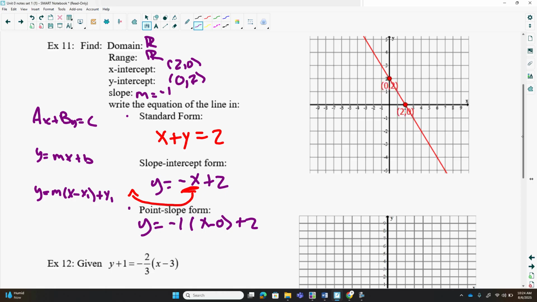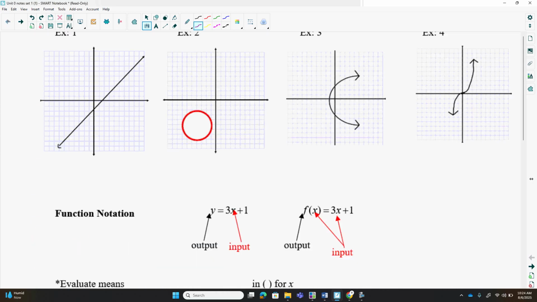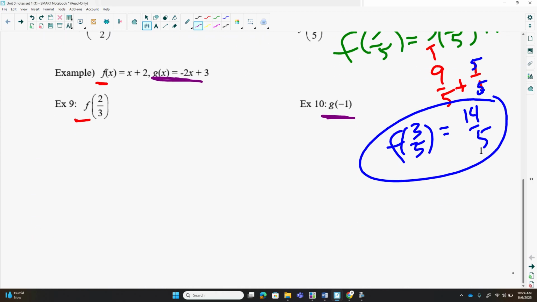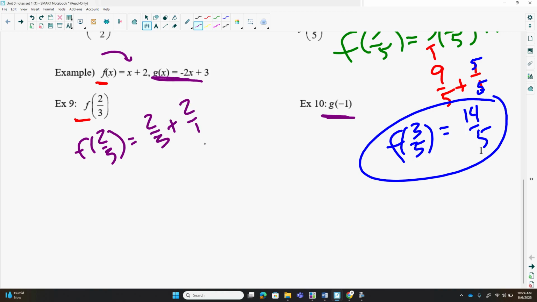Number 9. I'm going to go over that real quick. Example number 9, I'm going to take this and plug it into that equation. So f of 2/3 is equal to 2 over 3 plus 2 over 1. So here I'm going to write them both as fractions because I'm adding the fractions. Now, Peyton, I've got to make this a 3 on the bottom here, which means I need to multiply by 3 over 3, which is really 1. So that will make it 2 over 3 plus 6 over 3.